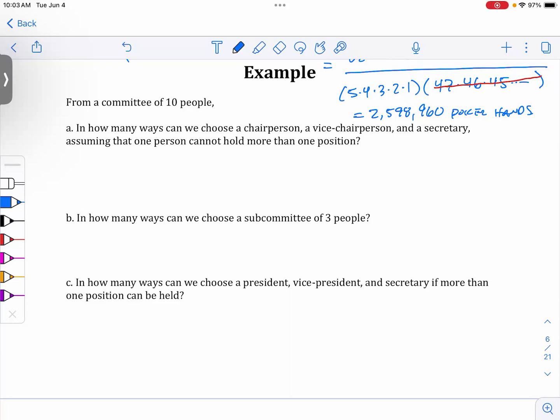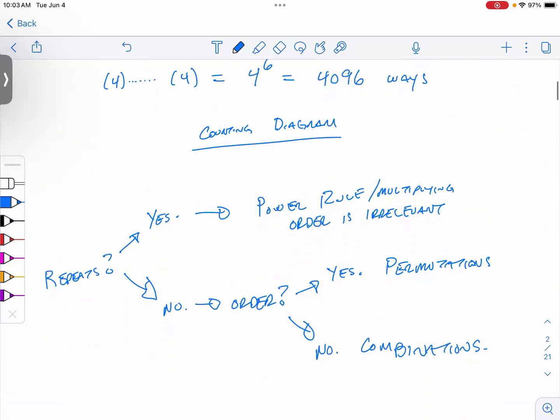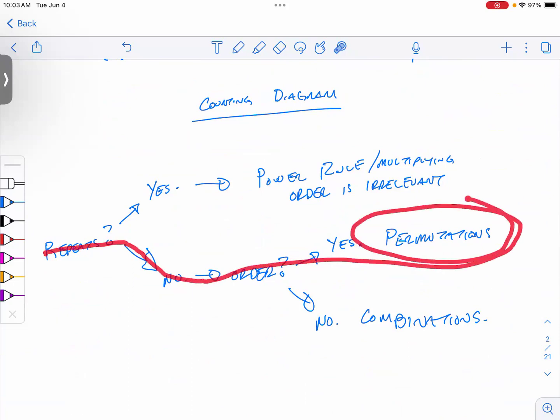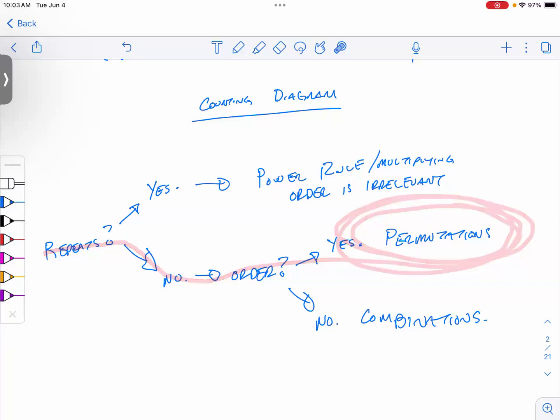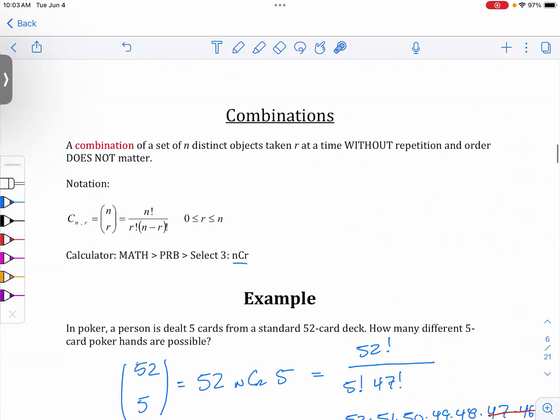And this one even specifies, assuming that one person cannot hold more than one position. So before, we had that assumption, but this one specifies that cannot be the case. So this is always back to that diagram. What case are we in? Okay, so no repeats. All right. And then does order matter? Yes, order matters because they're distinct positions that people are holding, which means we are doing a permutation.